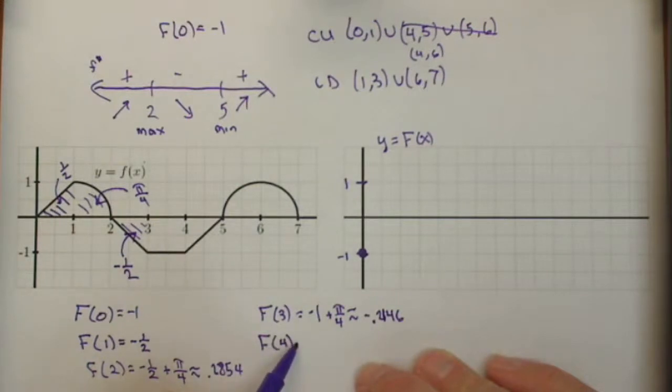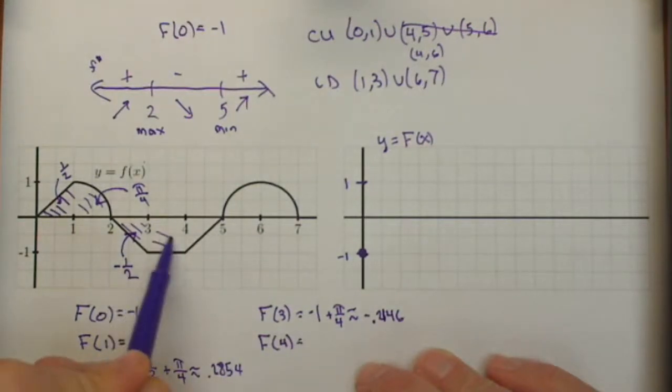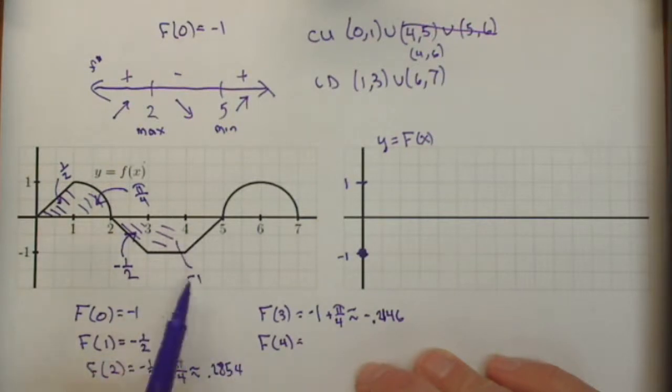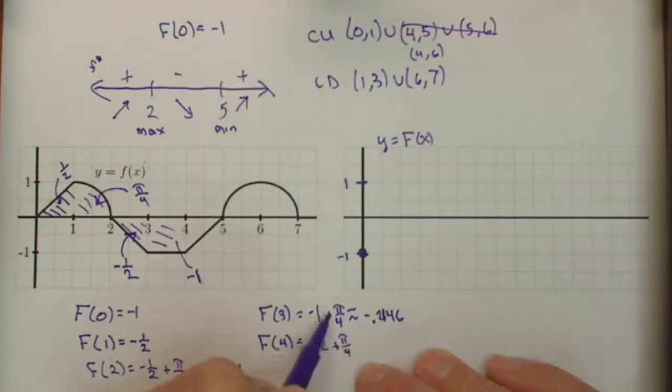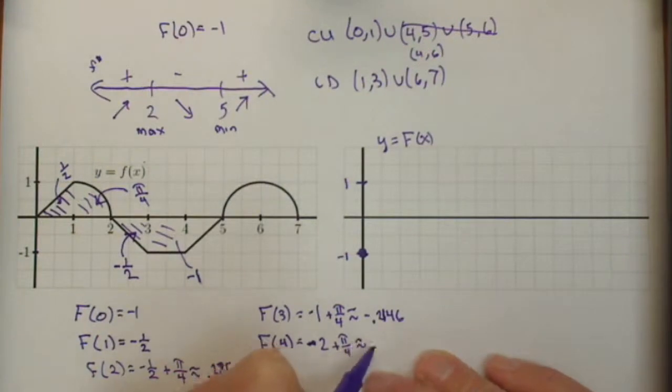So now we need to figure out, again, how much did we move from 3 to 4? We got a rectangle of area -1. So this is going to be -2 plus pi over 4, because we're here. We moved one step in the negative direction, and so we subtract 1 from that number to get here. And this is about -1.2146.